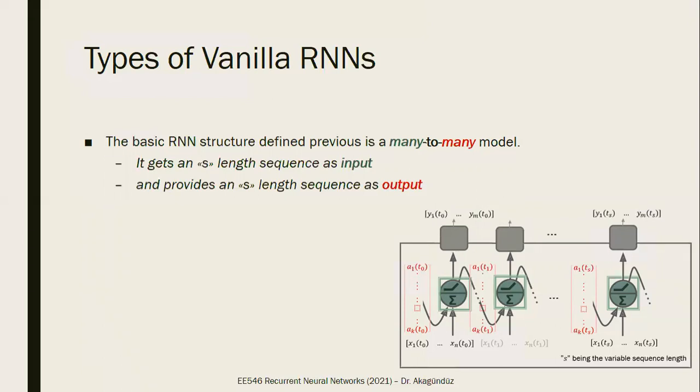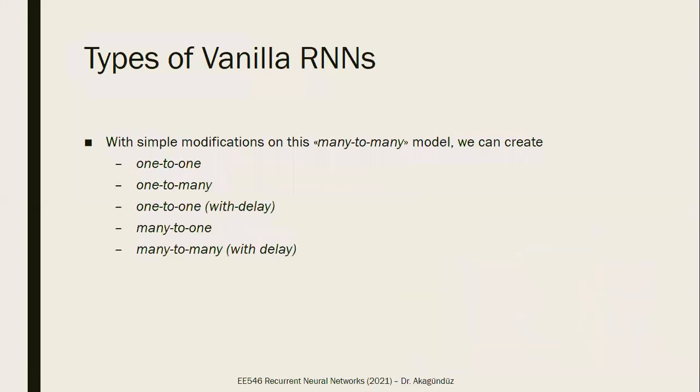Remember the last slides of the previous week, we talked about different problems. One input given, many outputs being taken. Many inputs given, or one output being taken. With very simple changes in this model, not even mathematical, architectural changes, the formulas won't change, we are going to define different types of vanilla RNNs, okay? And thus, we can apply those different types of vanilla RNNs to different types of sequence problems. Good. We're going to discuss one-to-one, one-to-many, one-to-one with delay, many-to-one, and many-to-many with delay definitions.